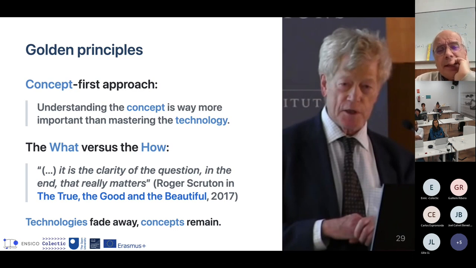And this is true: understanding the concept is way more important than mastering technology. Actually, technologies fade away. The concepts remain. In these 45 years of teaching, how many languages have I seen that have had their 15 minutes of fame and disappeared? The world of programming languages is a very strange one, because there have been thousands of programming languages. It is as if these computer scientists who invent these languages are somehow frustrated linguists, okay? Because they want to invent languages. So they do that sometimes with a very good basis, and those languages survive, or with a very weak basis, and those languages just disappear. So this is an important golden principle of EnSQL.